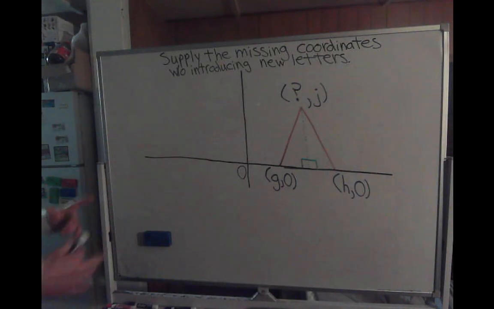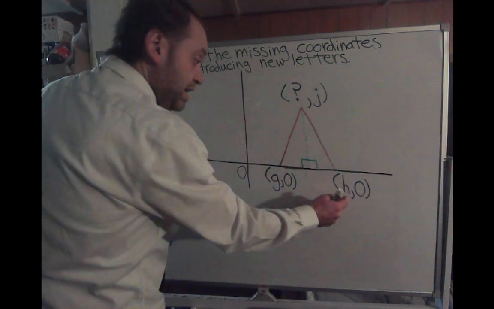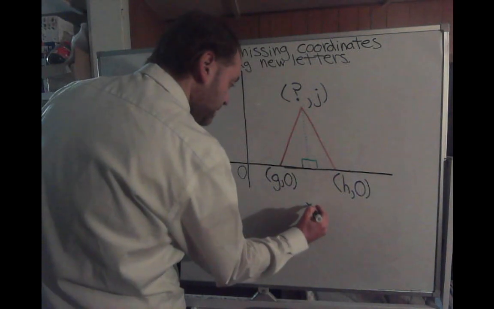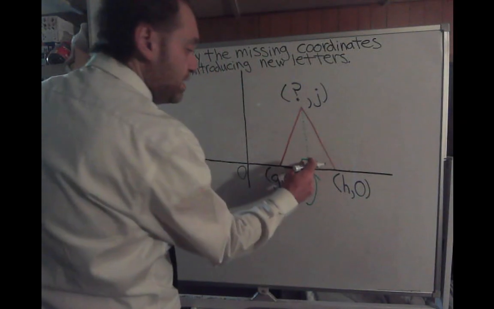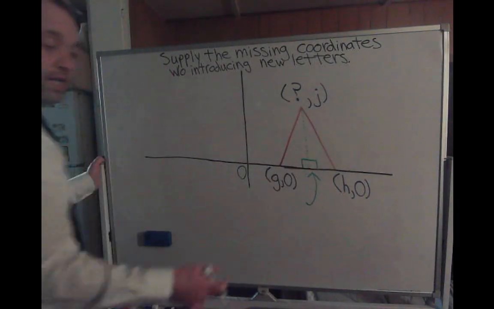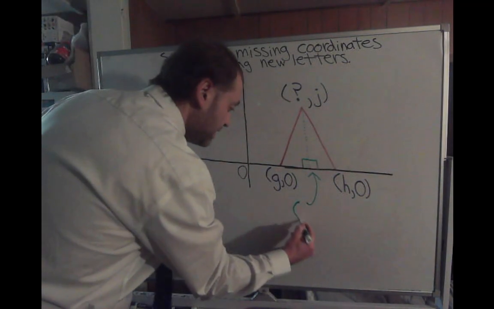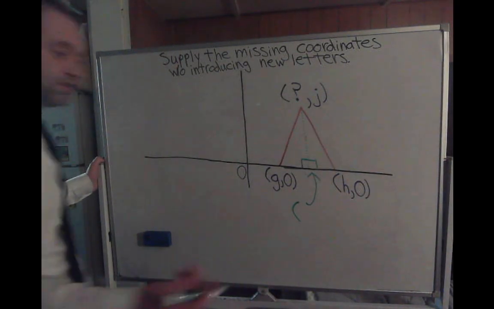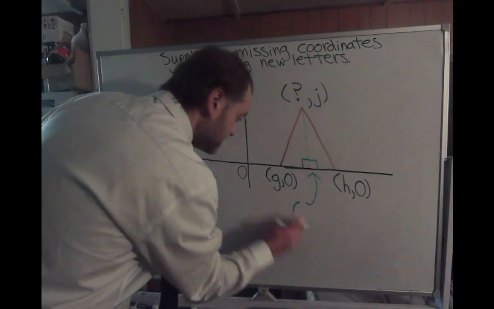So what is true if it's the perpendicular bisector? That means it occurs halfway between G and H. So what would the coordinate be where the perpendicular bisector meets the bottom base? Well, if you want to find halfway between G and H, don't you just add G plus H and divide them by 2? That's exactly what you do.